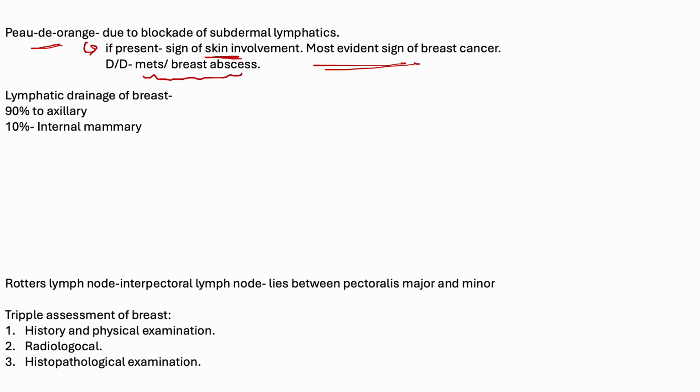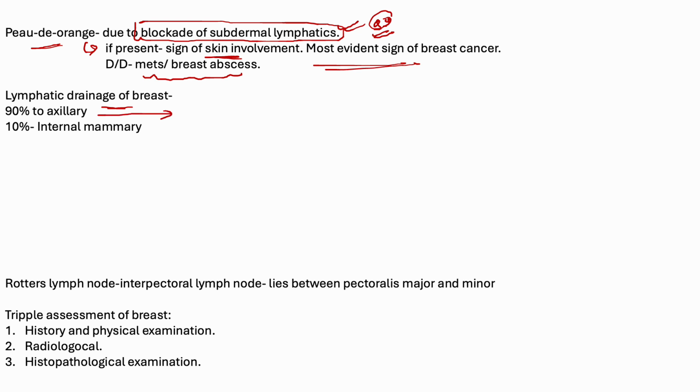In many years NEET questions you have got, what's the reason of Peau d'Orange? It is because of the blockade of subdermal lymphatics. Okay, because of blockade of subdermal lymphatics. This is a PYQ. Come to the lymphatic drainage of the breast. 90% of the breast tissue drains into the axillary group of lymph nodes and 10% to the internal mammary.